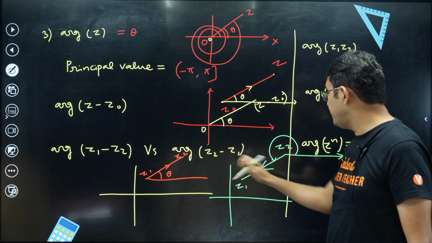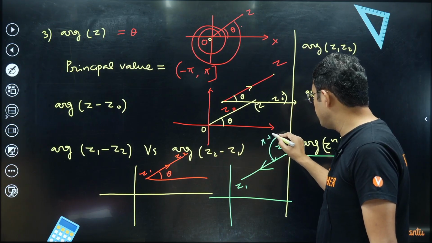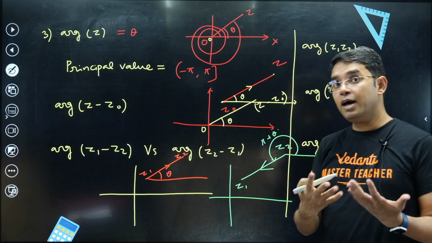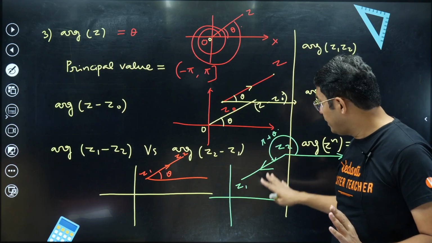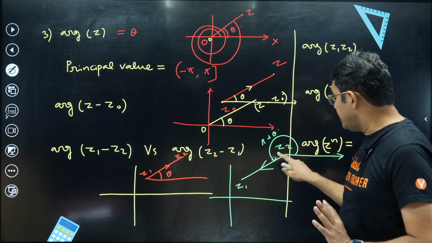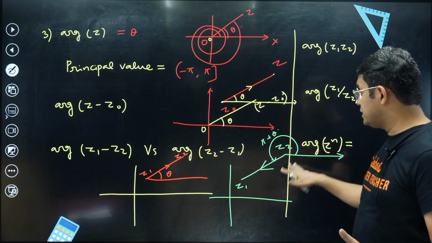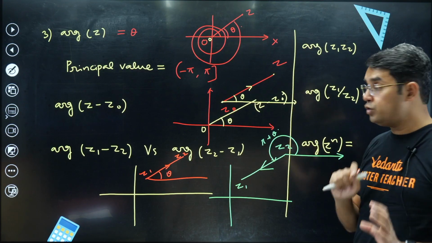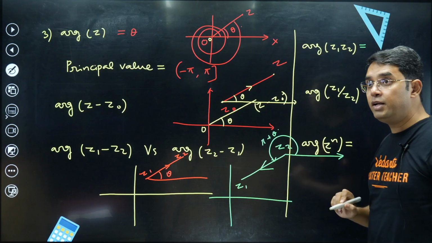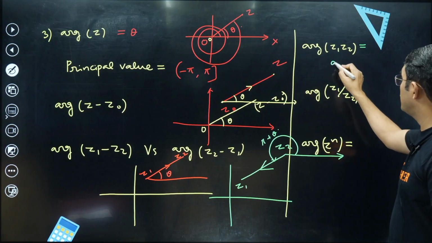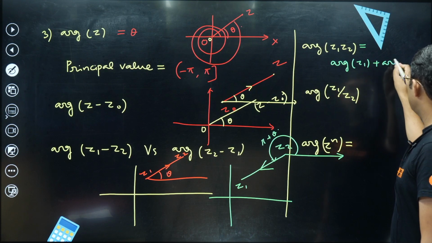And you can compare with this. If this was theta, I think this will become pi plus theta. I will tell you another way of doing the same thing, but graphically, geometrically, I hope you will understand that argument of Z1 minus Z2 will be pi plus theta. Now this will come from the property I will show you just now. The property is that argument of Z1 into Z2 is equal to argument of Z1 plus argument of Z2.